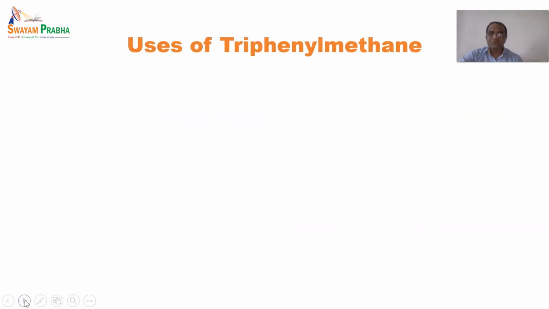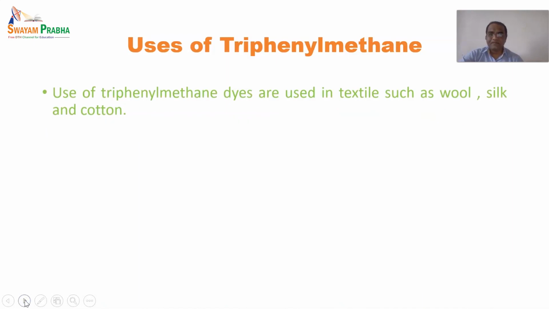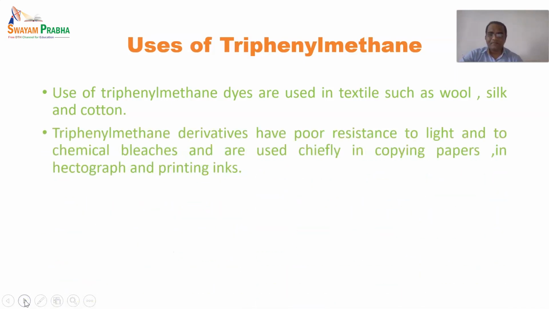Now we'll see some uses of triphenylmethane. Triphenylmethane is used as dyes in textiles such as wool, silk and cotton. Triphenylmethane derivatives have poor resistance to light and to chemical bleaches, and are used chiefly in copying papers, in hectograph and printing inks.